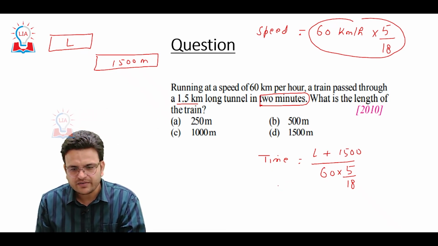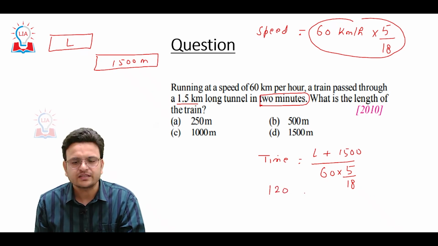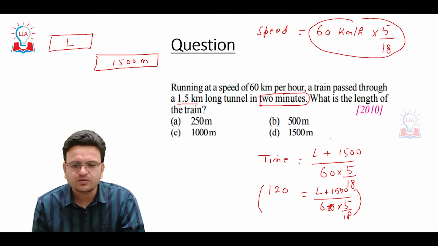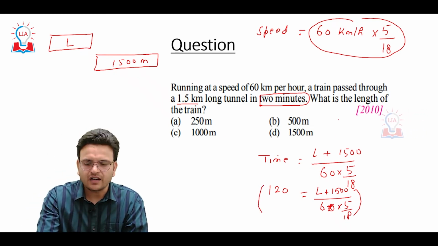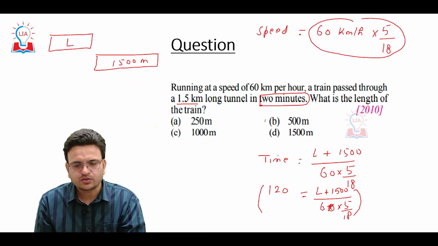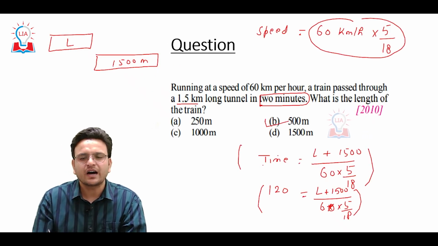Simply, time will be 120 seconds equal to (L + 1500) upon 60 into 5 upon 18. You have to just solve this particular equation. You are going to get an answer. So the answer will be somehow 500 meter. So solve this particular equation, you will get the answer.